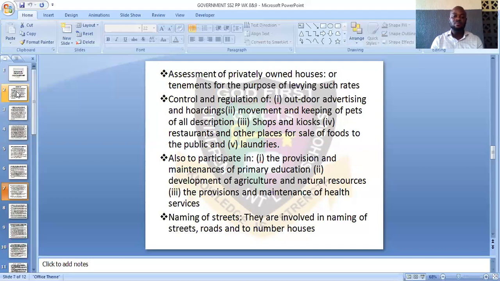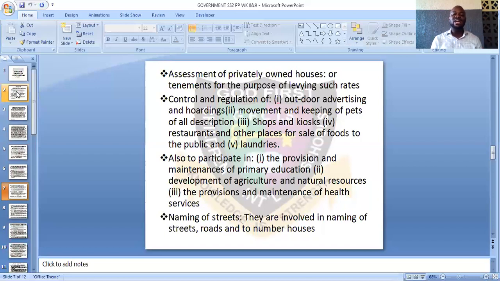They also participate in the development of agriculture and natural resources. Why? Because they are the grassroots government, and they know where there is space and where the lands are good for agriculture. So agricultural development is one of their functions. They also participate in the provision and maintenance of health services.